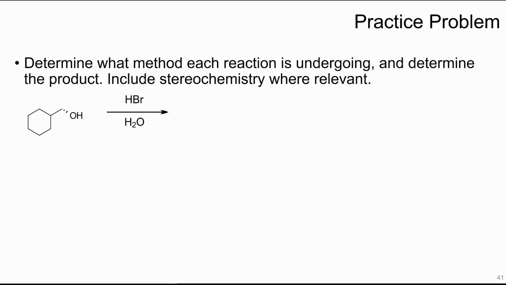All right, in this last one, again, determine the method, determine the product, include stereochemistry where relevant. My substrate is primary, which would indicate SN2, but none of the other directions point in that way, so this would be no reaction. I have a primary substrate, which is SN2, but the solvent does not support SN2, the nucleophile does not support SN2, and the leaving group does not really support SN2 either, so this is no reaction.